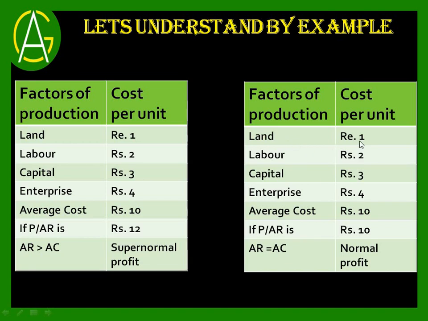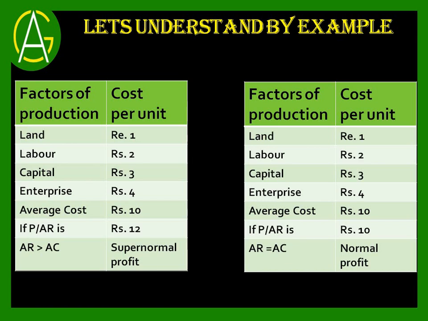As land has earned 1 rupee for its services, labor has earned 2 rupees for its services, and in the same way capital has earned 3 rupees for its services, the entrepreneur has also earned 4 rupees for his services given to the firm. So this 4 rupees is considered managerial revenue, and other than this, no other amount is available to this entrepreneur. So this 4 rupees will be considered normal profit only. So when average revenue is equal to average cost, the firm makes normal profit.